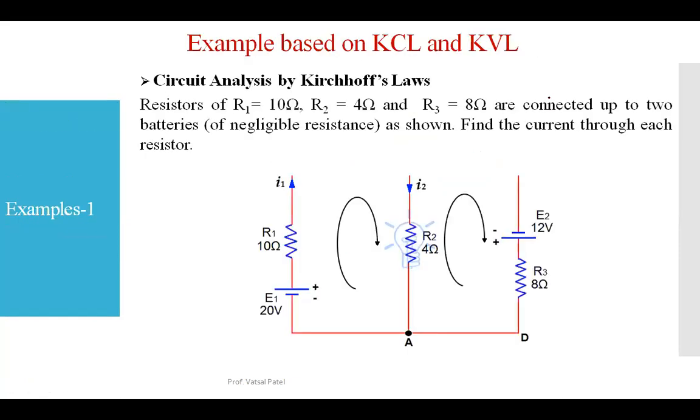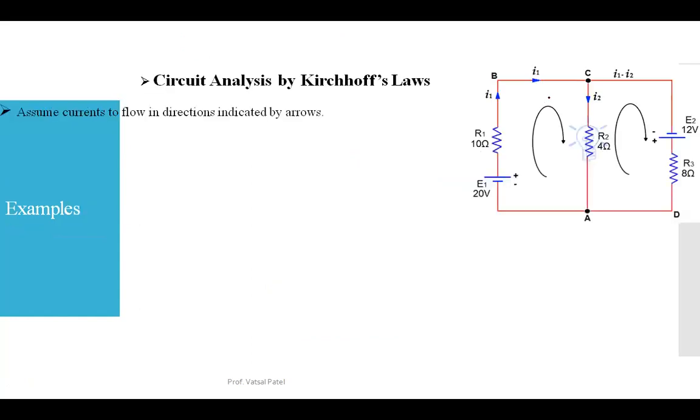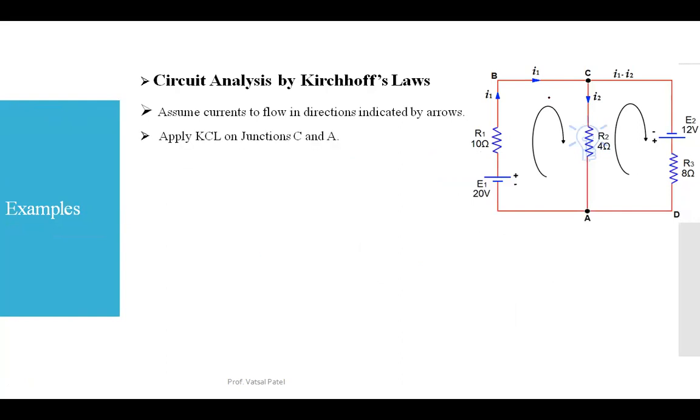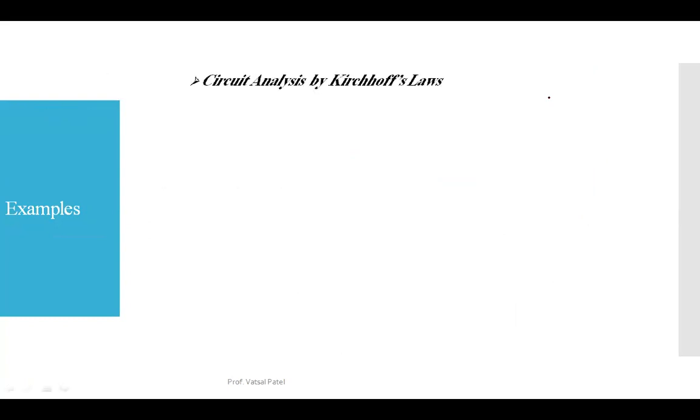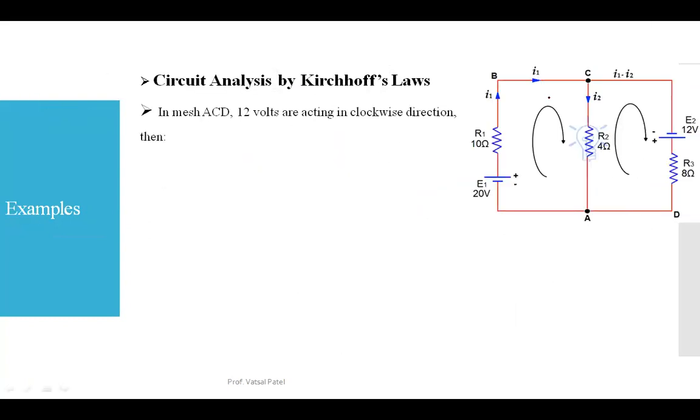This is the example we discuss. Do you understand? This example we discussed in our lab session. So we are applying the two loops over here. First of all, we apply KVL in the first loop and identify the equation. Then we apply the second loop and identify another equation here.